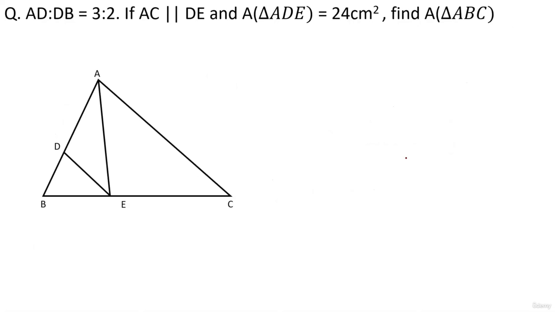AD is to DB is equal to 3 is to 2. If AC is parallel to DE and area of triangle ADE is 24 centimeter square, find area of triangle ABC. Okay, guys, so how do we go about solving this? You can just take a break, you can try it out, and then we can continue to look at the solution.